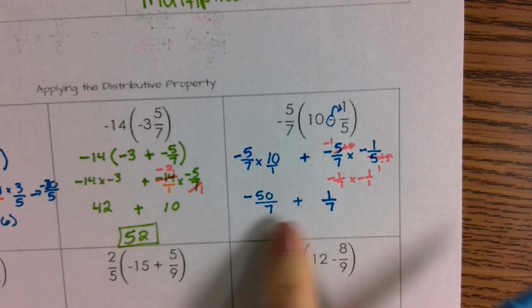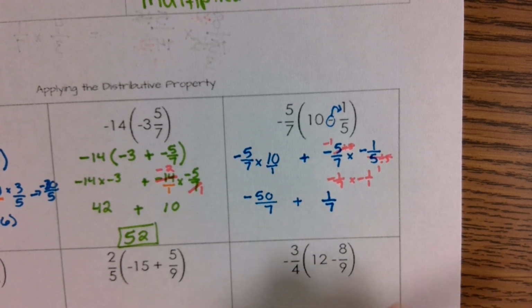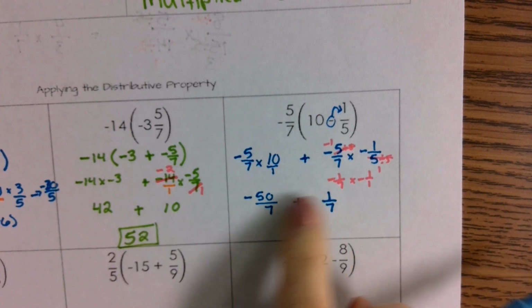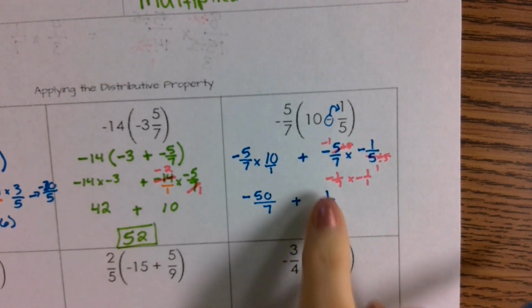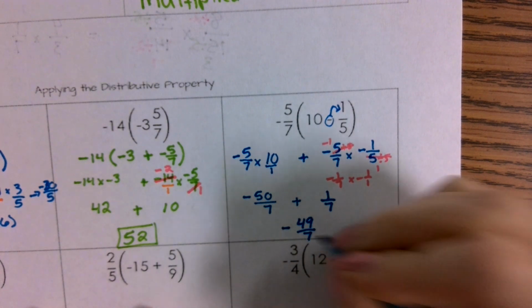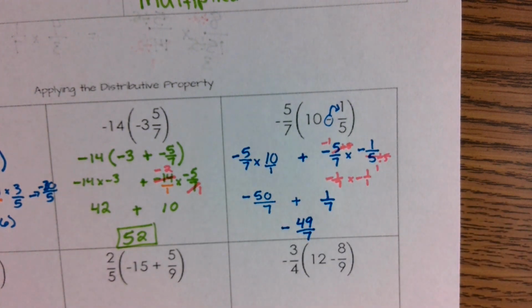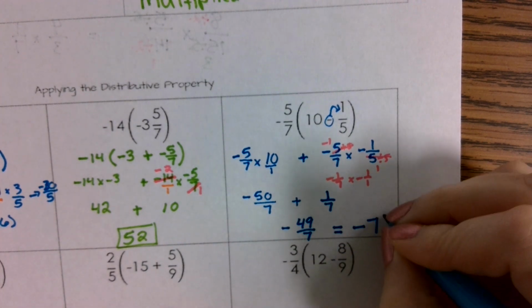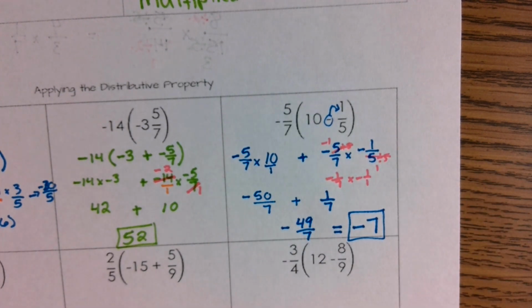They are like denominators. So we can go ahead and just combine the numerators. Negative 50 plus 1 is negative 49. So we get negative 49 over 7. Can we simplify that? Yeah. Negative 49 is divisible by 7. What does that become? 7. Negative 7. Okay.